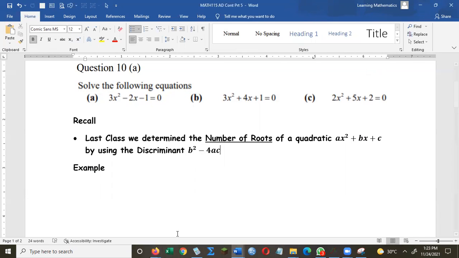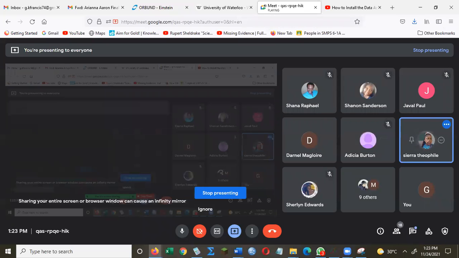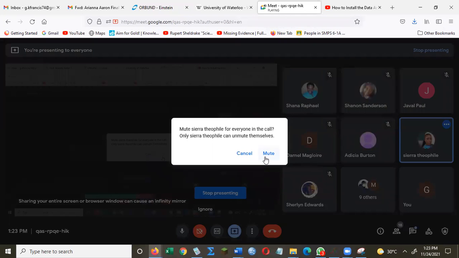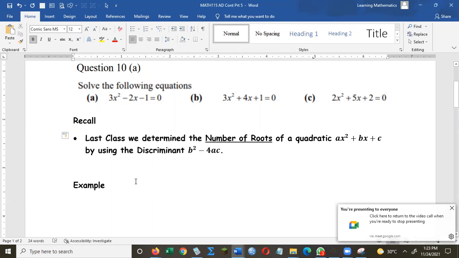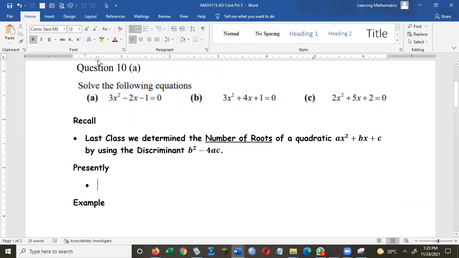So now, presently, for today, this session, we are going to solve the quadratic. That's what we are going to do today. Solve the quadratic.